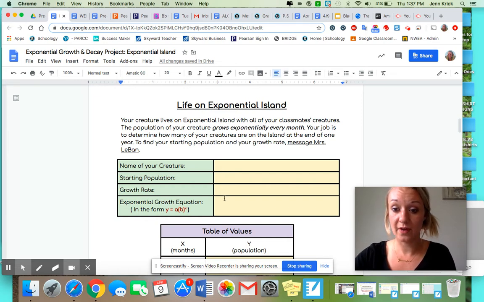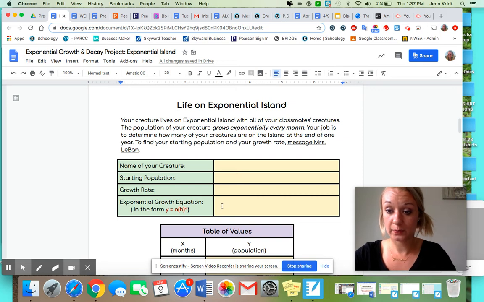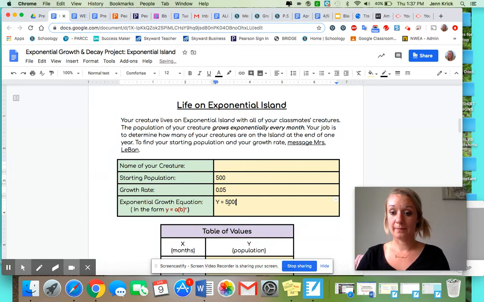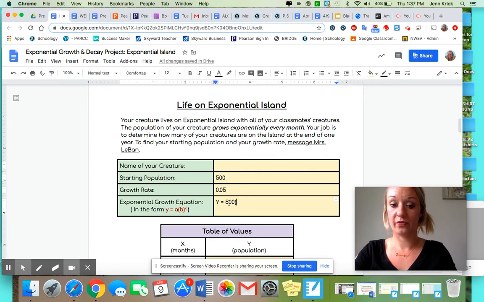Once you have these two values, you need to put them into your exponential growth equation. Let's say that your starting population, as an example, was 500, and your growth rate was 5%. Because it's 5%, we express that as a decimal, so it's 0.05. To put that into the equation, I'm going to have y equals, instead of a, I'm going to put in 500, because that's my starting population, my initial amount. Remember, though, for b, we're not going to put 0.05, it's going to be 1 plus whatever that rate is. So in my case, it'd be 1.05.